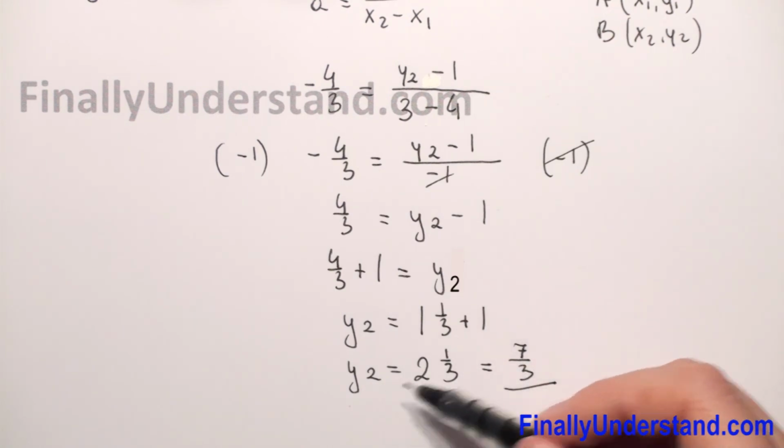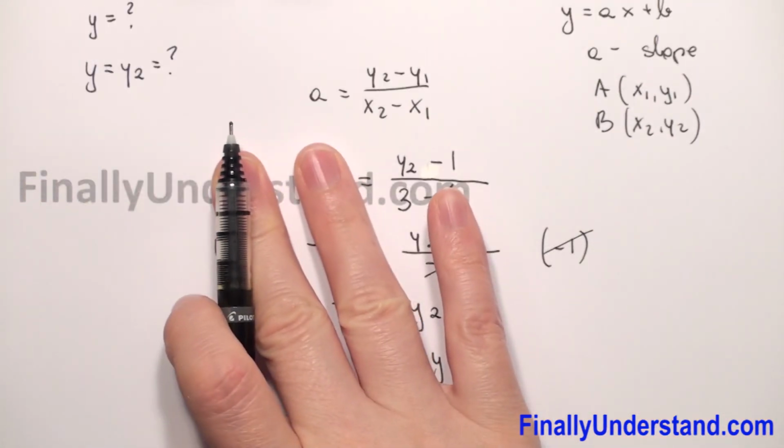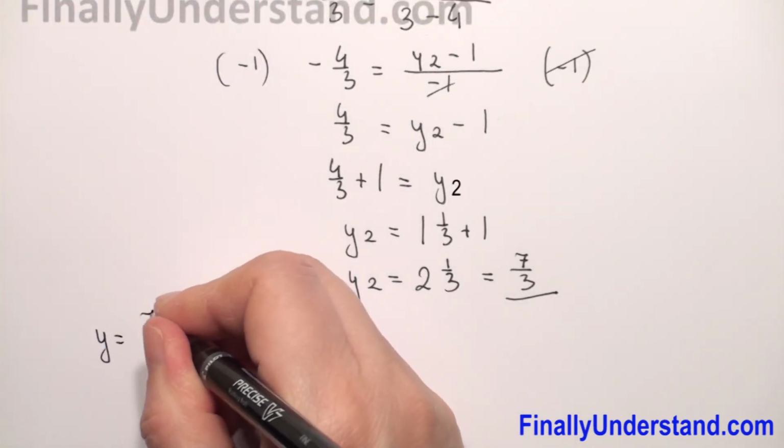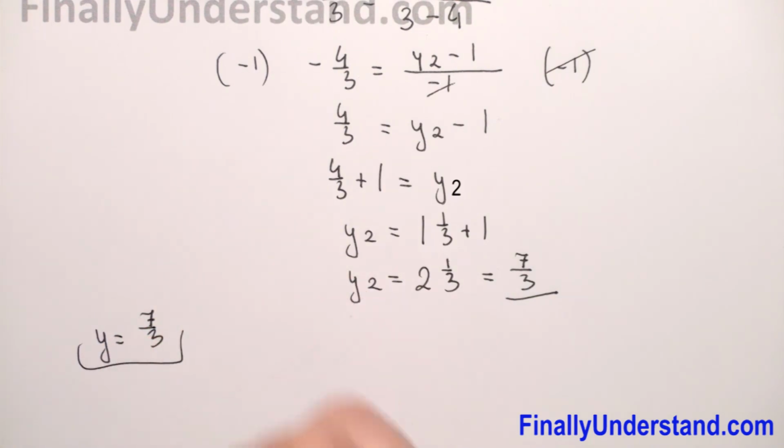So we found y2, and y2 is our y. So we can write that y is equal to 7 over 3. This is my solution.